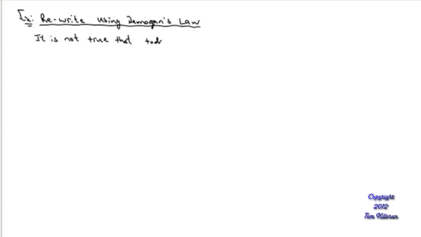For example, rewrite using De Morgan's law: It is not true that today is Tuesday and I did not win the Powerball. Now, I'm going to use De Morgan's law on this to keep this statement meaning exactly the same thing, just written totally different. But they mean exactly the same thing.